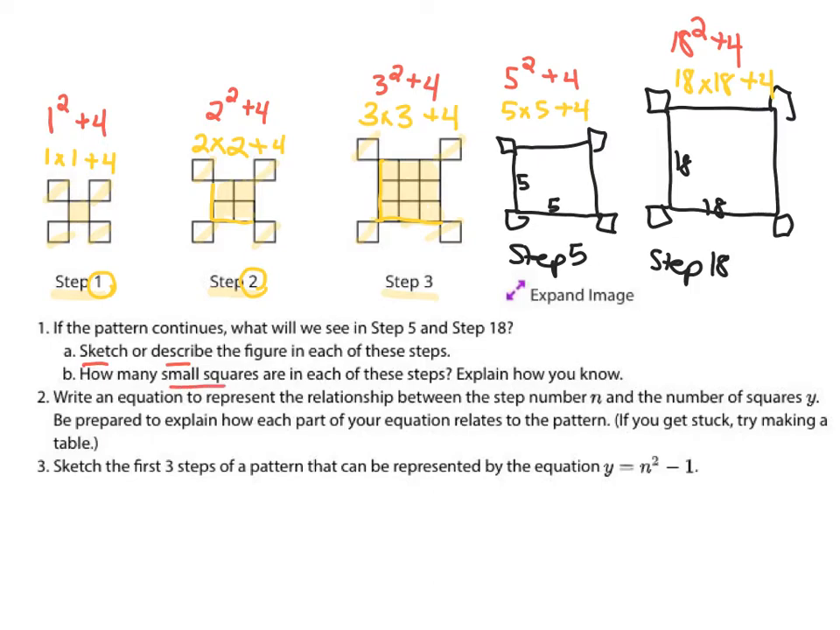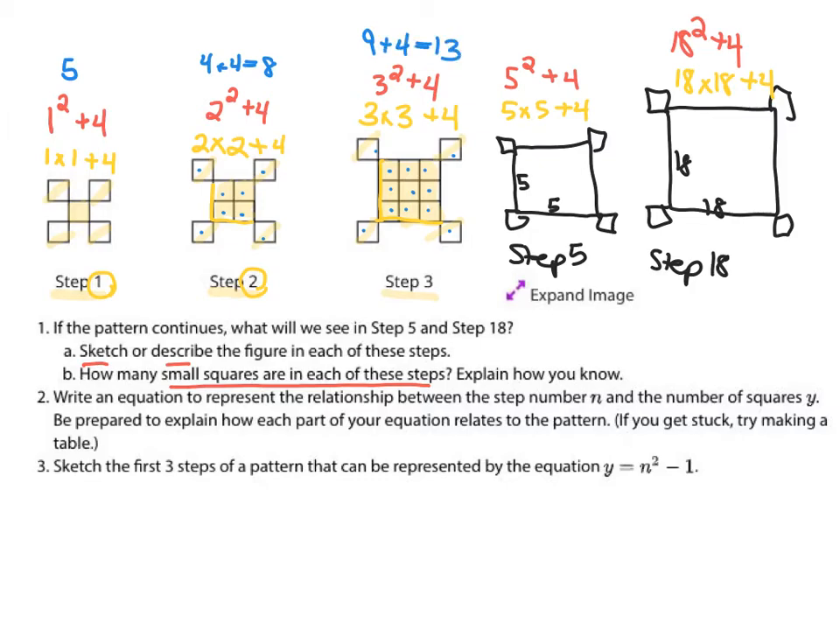And how many small squares are in each of these steps? Explain how you know. Well, 1 squared plus 4 is 5 squares. And if you count them, it's 1, 2, 3, 4, 5. And here I've got 1, 2, 3, 4, 5, 6, 7, 8. 2 squared is 4, plus 4 is also 8. 3 squared is 9. 1, 2, 3, 4, 5, 6, 7, 8, 9, 10, 11, 12, 13. 9 plus 4 is 13.